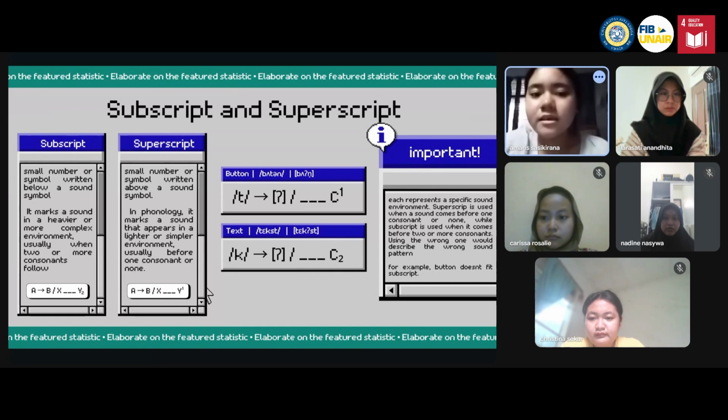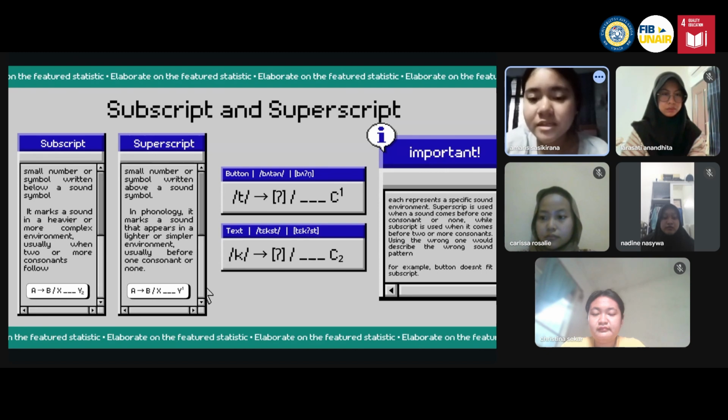In the word text, here we have the transcription. We don't say text with the T pronounced more clearly. It's more like in a fast manner. So that's why the consonant K becomes text. There's a stop there. But after the consonant K, it has two consonants after. So that's why it's a subscript.